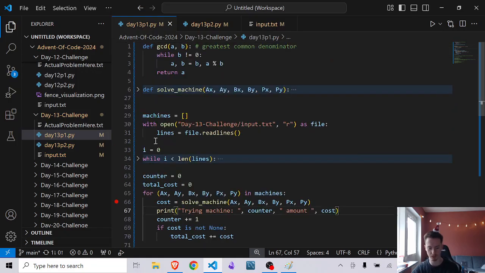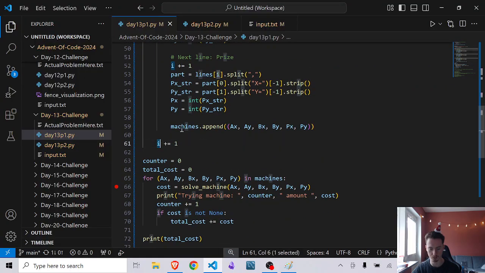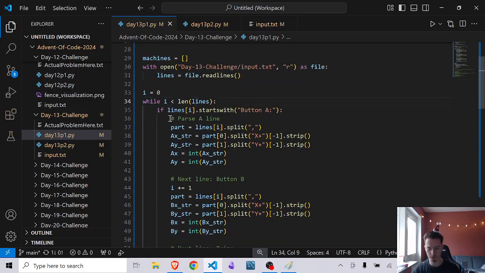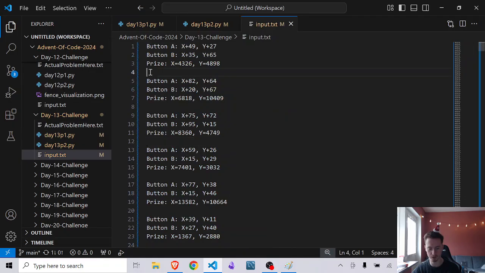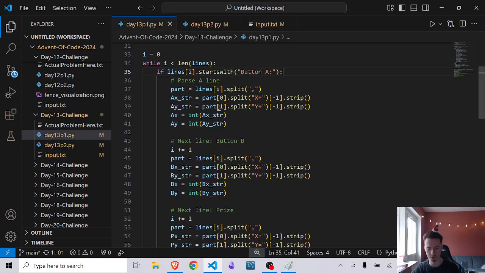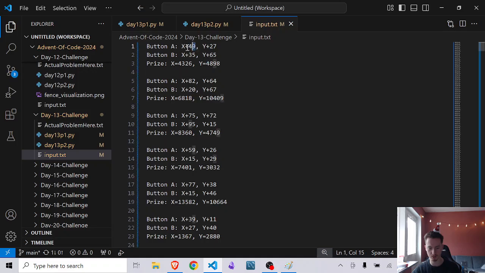The way that I've parsed it is in this while loop. I just start from 0, and I increase i every time I go through it. I read a line, and if it starts with button A, and I do this just because I want to ignore the new lines, I could have just said ignore the new lines and read whatever's next, but this works as well. Then it splits it by the comma, so this becomes one part and this becomes another part. But we're still not done.